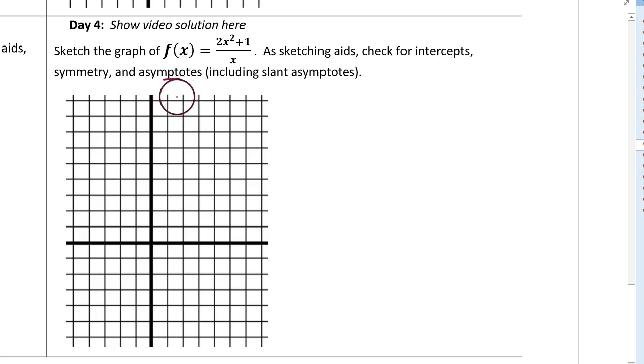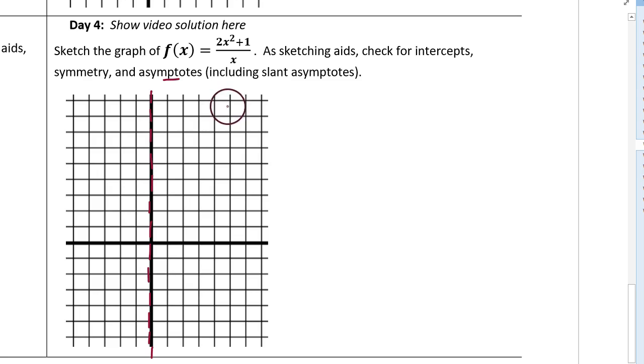Are there any vertical asymptotes? Are there any numbers you can't use for x? So down in the denominator, we observe that x cannot be 0. There's a vertical asymptote at x equals 0. I'll trace the y-axis with a dashed line. Again, it's not showing up very well, but I am drawing a red line right on top of the y-axis.